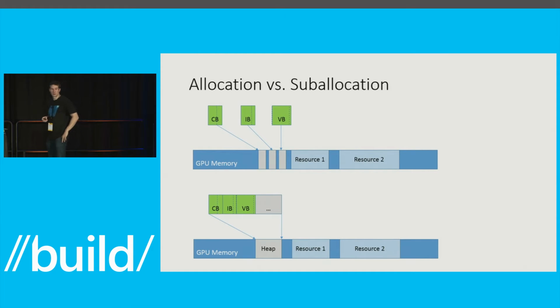Again, just from a visual point of view, the top is strongly typed 11 style. Individual buffers have strong types. At the bottom, the D3D12 approach, it's just a heap, a chunk of memory. Your application can choose how to use that memory however it wants.